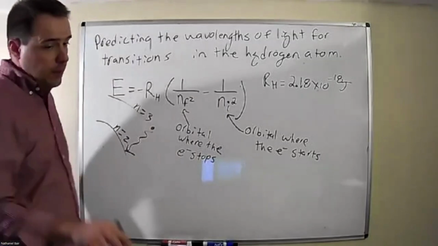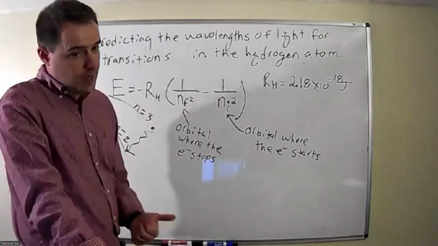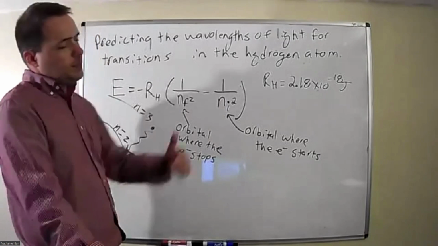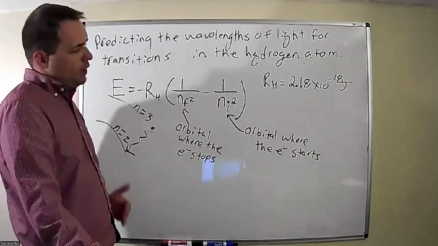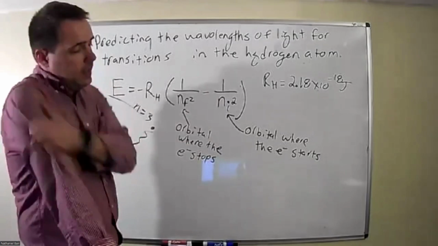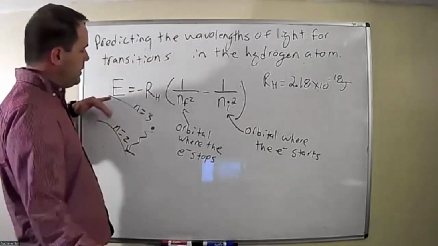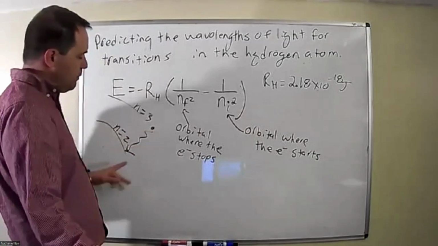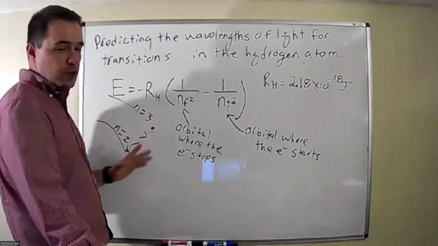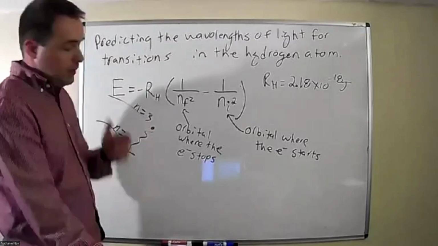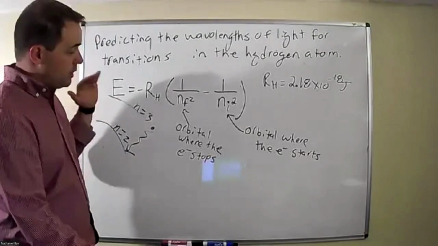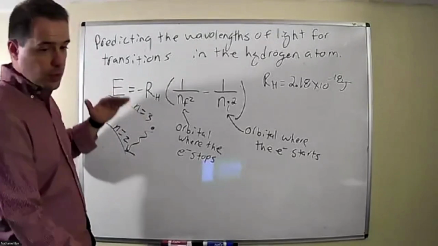And once we have the energy, we can get the frequency using Einstein's equation. And once we have the frequency, we can get wavelength. So it's a 3-step process, okay? And it starts with this equation. This equation allows you to get the energy of a photon emitted when an electron transitions within the hydrogen atom. So energy equals negative RH times 1 over n final squared minus 1 over n initial squared.